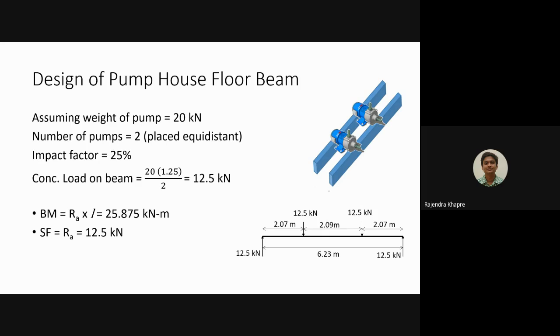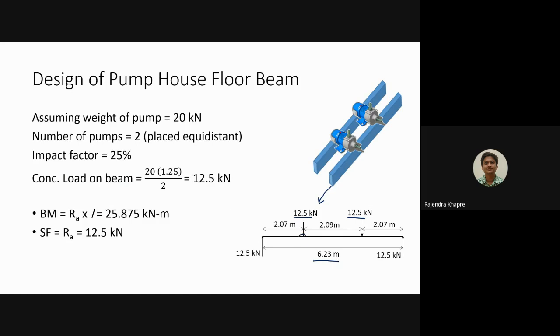So if I draw this beam figure like this, okay, only one beam if I draw, so it will look like this. So you will have a load of 12.5 and 12.5. It is located at equidistance. Okay, so the span of this particular beam is 6.23. We have already calculated. So this is 6.23. So you have to divide this into three equal parts. So it is not exactly possible. So we are taking on the left hand side 2.07, on the right hand side 2.07, and in the middle 2.09.